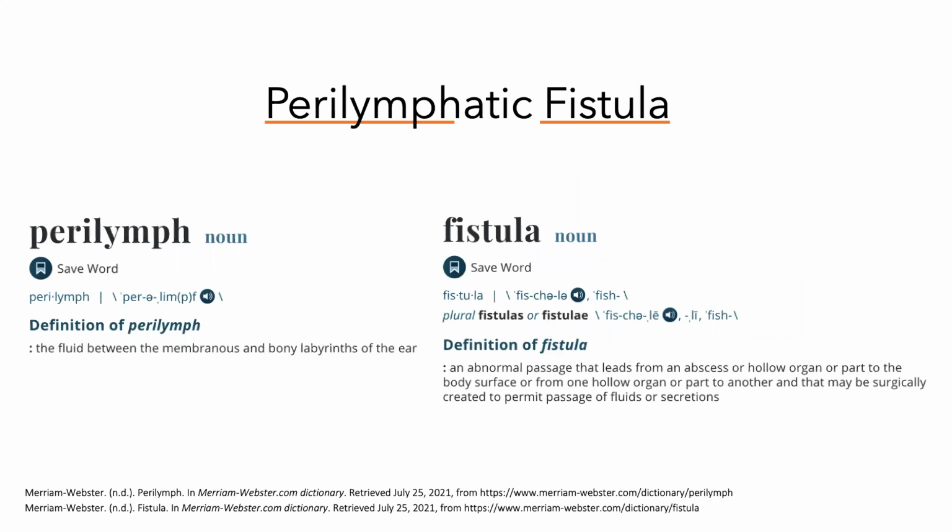So looking at these terms separately, we can see that perilymph is defined as the fluid between the membranous and bony labyrinth of the ear. And then fistula is essentially defined as an abnormal passage that leads from one hollow organ or part of the body to another.